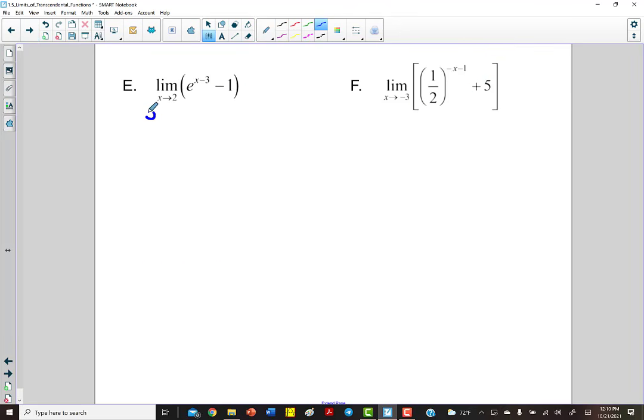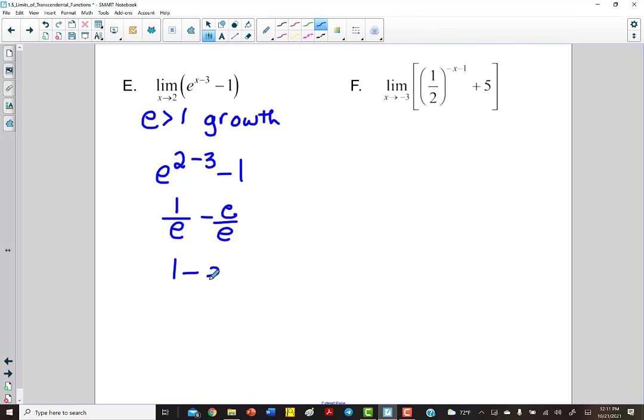Example E, we know that e is greater than 1, so we have a growth function. And we don't really have any issues here. Well, I guess we could just direct substitute on this one. So we would have e to the 2 minus 3 power minus 1. So that's 1 over e minus 1. And simplifying that, we could say we have 1 minus e over e. If this was a multiple choice question, you would want to be able to evaluate that. If this was a free response, we would just substitute here and call this a safe stop.